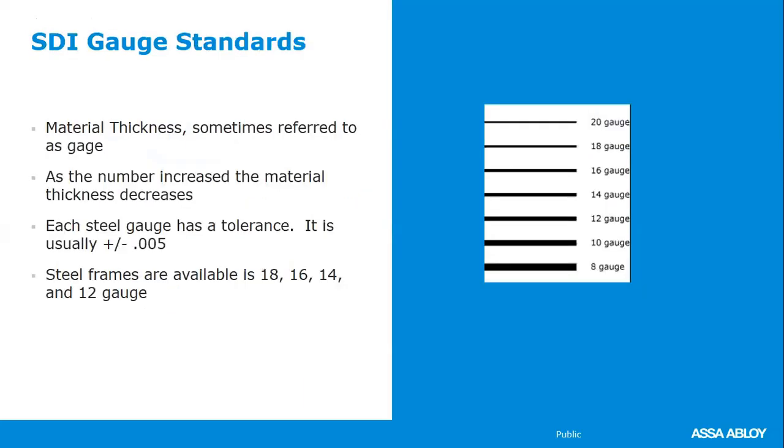This is a very good visual. It shows you the various gauges that we have within our industry and the thickness of them. So again, as I talked about earlier, on the 12 gauge frame, you'll see the thickness of that versus 18 or 16 gauge. With the 12 gauge, you won't have tabs and slots in it because of the thickness of that steel.